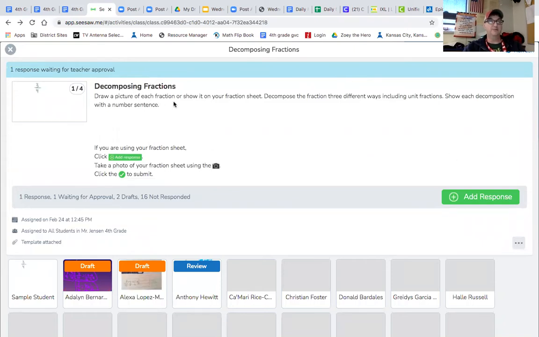Draw a picture of each fraction or show it on your fraction sheet. Decompose the fraction 3 different ways, including the unit fractions. Show each decomposition with a number sentence. That is a lot of directions. So just reading them is not going to help you much. I need to show you what I want you to do.